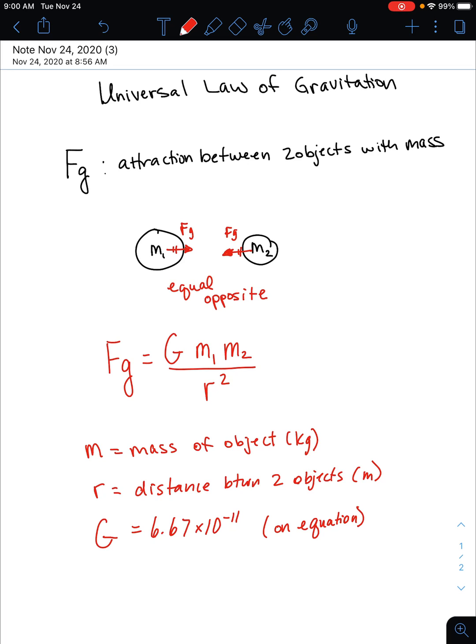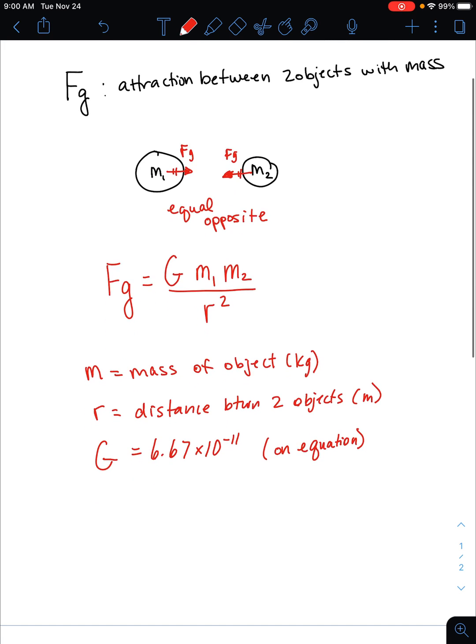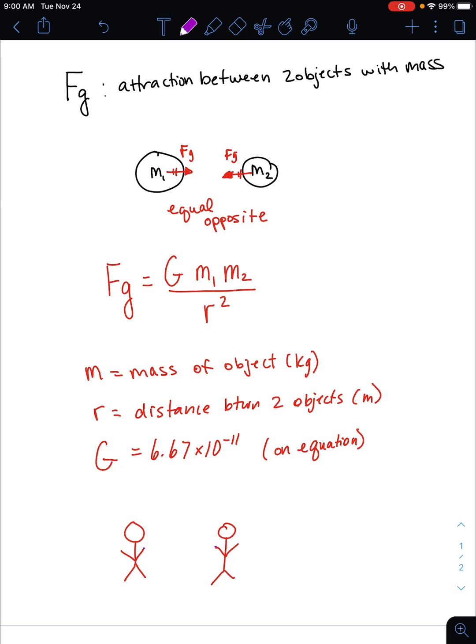So the idea here is that there's an attraction between all two objects with mass. And so what we would do is say, all right, how much mass does one person have? How much mass does the other person have? And let's measure the distance between them. When we measure the distance between them, we're not going to do hand to hand or foot to foot. Instead, what we really want to do is center of mass to center of mass. And if you want to be cute about it, you could call it heart to heart. Really, the distance between the two objects is the distance between their two centers of mass.